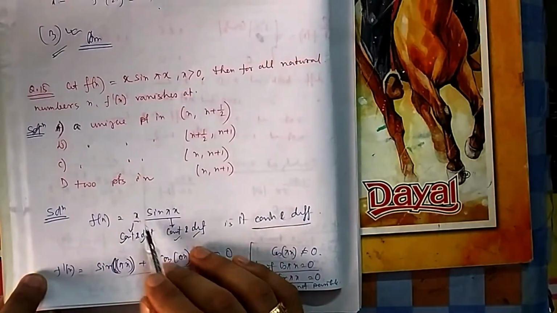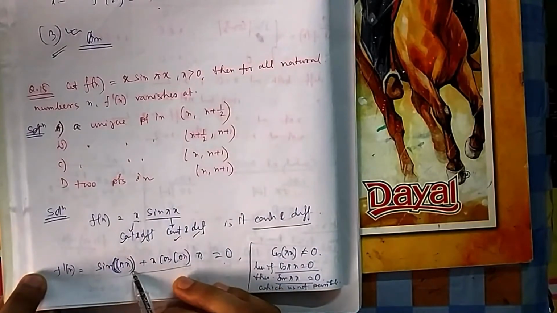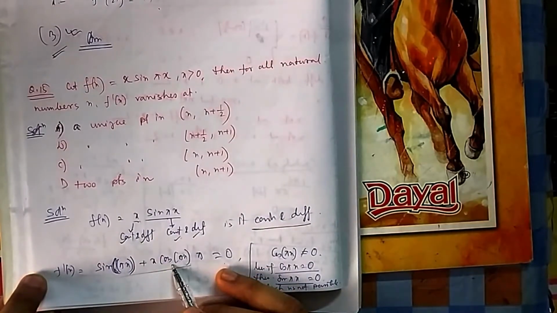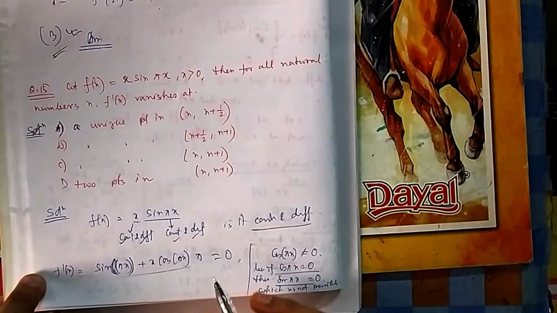So if you take differentiation of this one, this constant x differentiation is 1, x constant, this differentiation is sin is cos, and then pi by x is equal to 0.